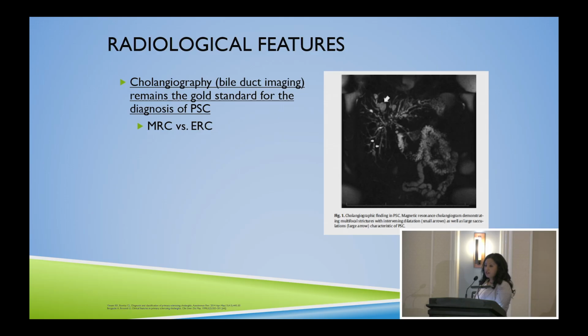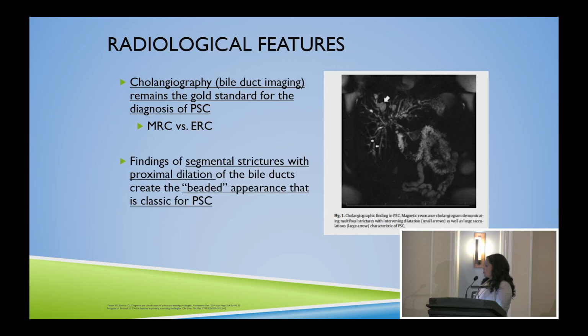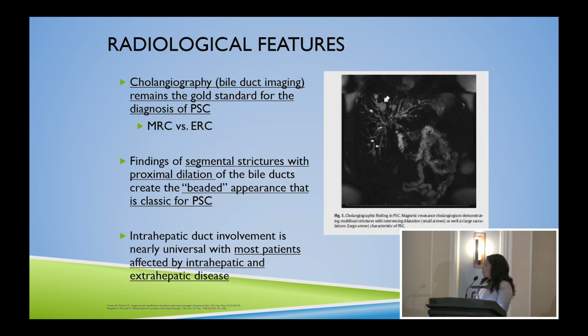So radiologically, on imaging studies, PSC often is diagnosed on cholangiography, which is imaging of the bile duct, either with MRCP or ERCP. ERCP is invasive. MRCP has good quality and is often used as an imaging modality to diagnose PSC, and ERCP is often used to intervene on any obstruction or blockage, or when we're concerned about cancer. But MRCP is a diagnostic modality used, and it shows segmental stricturing and dilation, creating that beaded appearance of the bile duct on imaging studies. Most patients do have involvement of intra and extrahepatic bile duct.